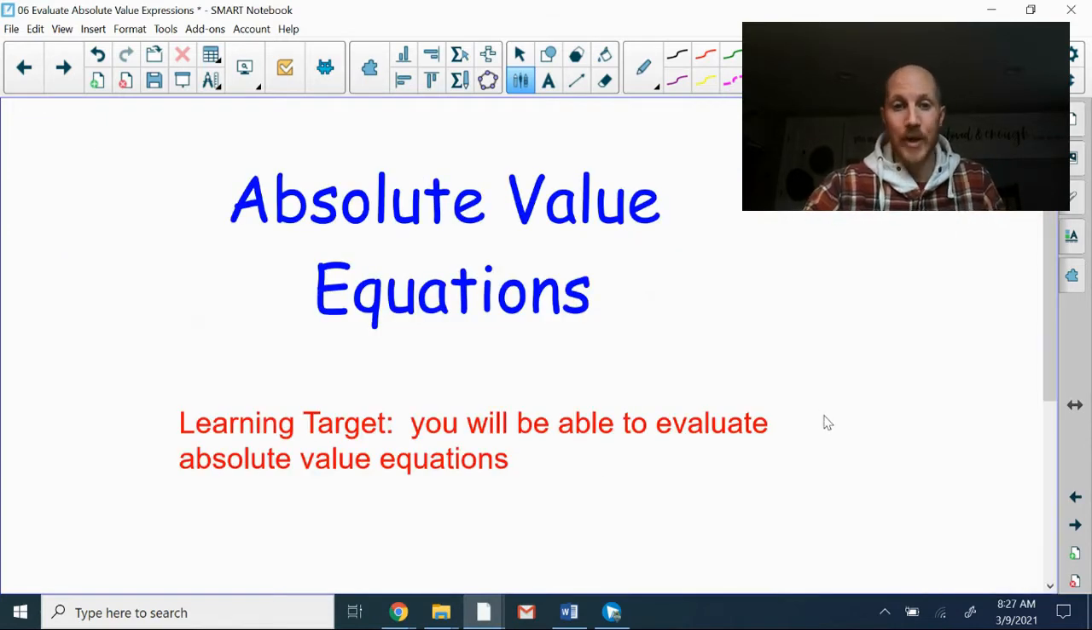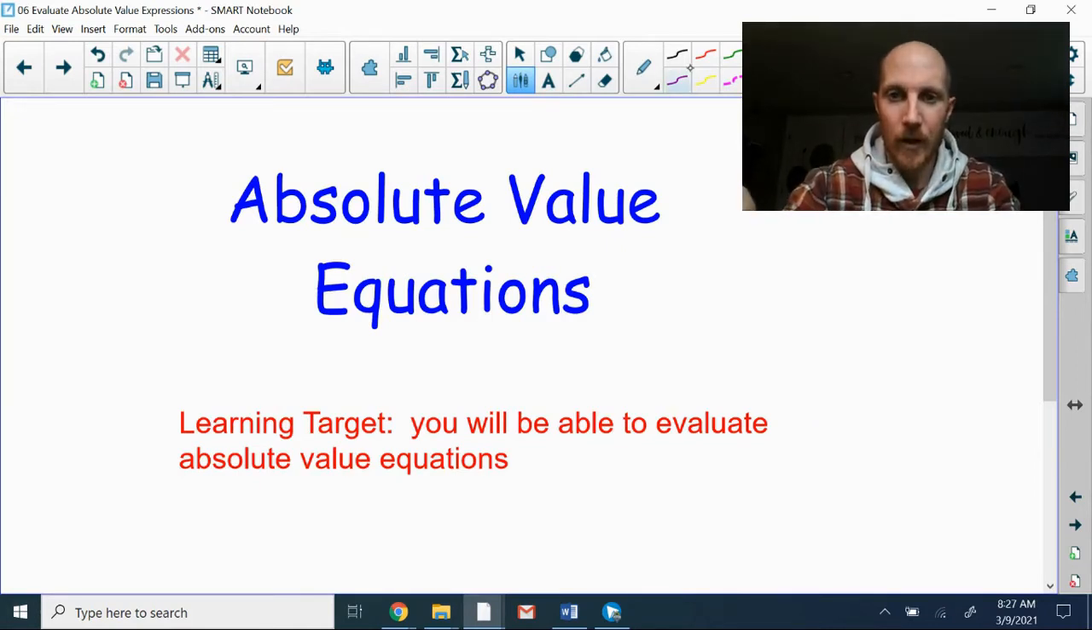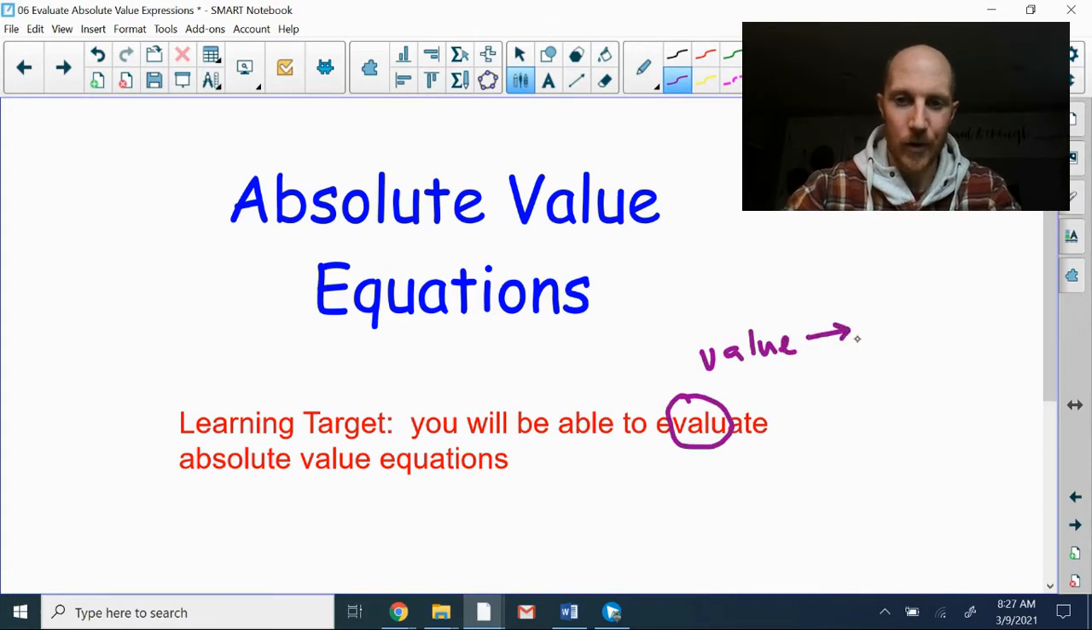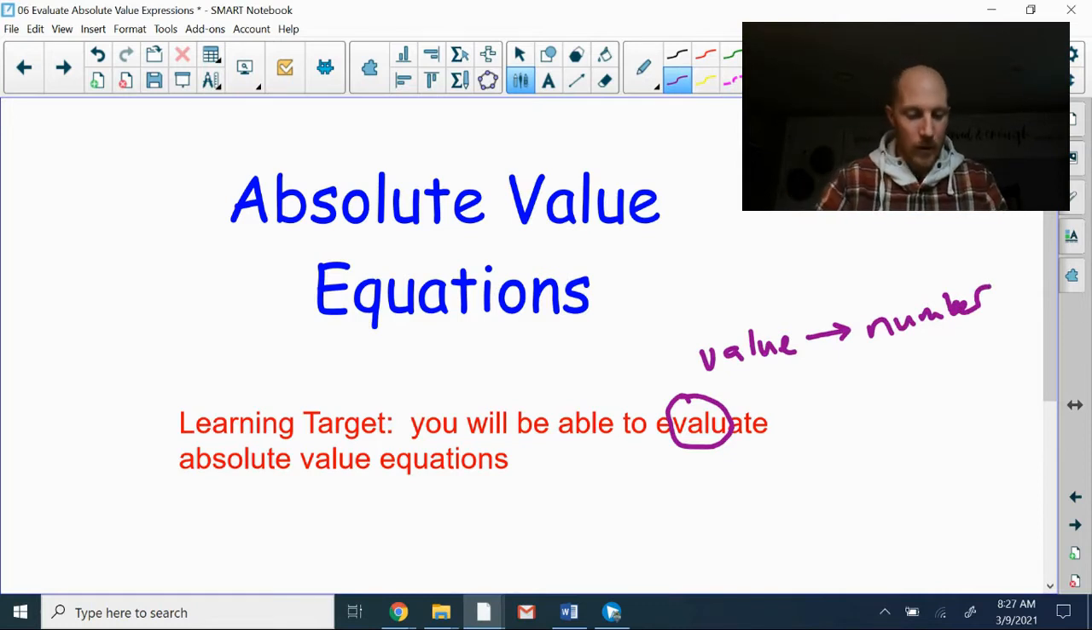So today we're going to look at absolute value equations. And our goal for what we're going to learn is that you'll be able to evaluate absolute value equations today. So evaluate comes from the root word value, which we could think of as just meaning a number. So our goal, our target when we're doing a problem, our ending point is we're going to come up with a number, and so not equations or graphs or anything but just what number does this equal, right?